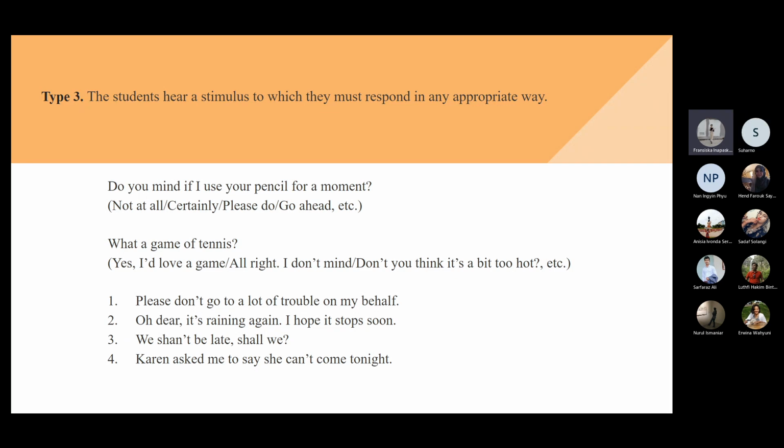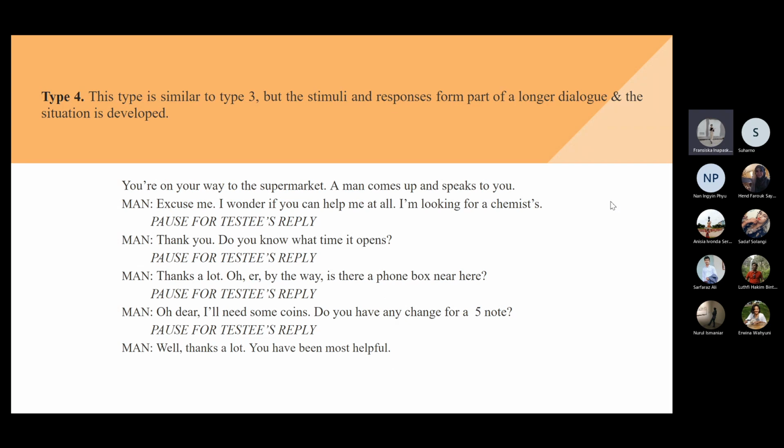And then let's take a look at the next slide for type 4. This type is similar to type 3, but stimuli and responses form part of a longer dialogue and the situation is developed. Let's take a look at the illustration below. You're on your way to the supermarket. A man comes up and speaks to you.